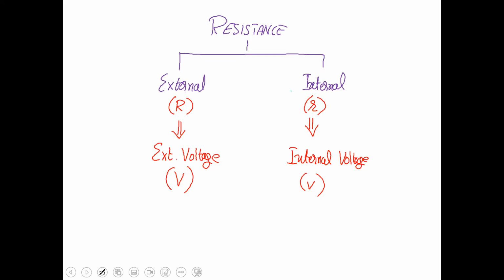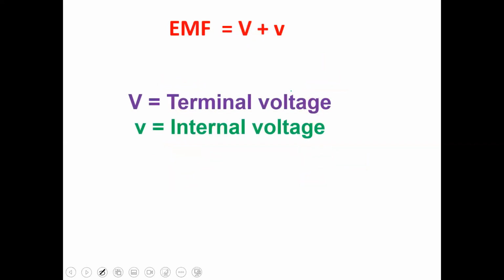Now, as mentioned earlier, resistance divides into external and internal parts. Now, EMF is the sum of V plus v. You have to copy this screen now.